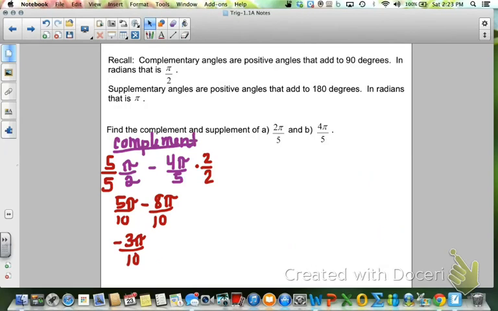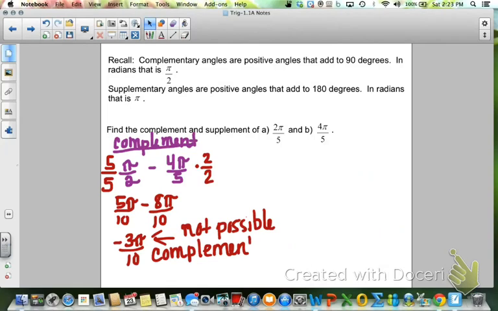We'll look at the top where it says complementary angles are positive angles, and I just came up with a negative angle. So this situation is actually not possible for the definition that was given. Even though we can have negative angles in trigonometry, when we talk about complementary angles, we want them to be positive. So the angles must be positive in order for us to label them as complementary angles.